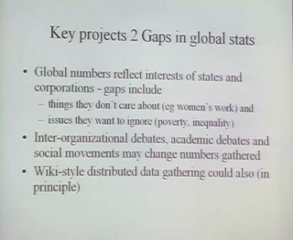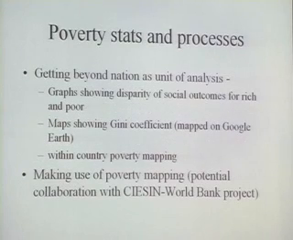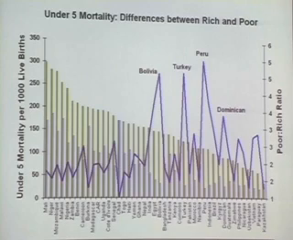So we've begun looking at poverty statistics and processes, and getting beneath the nation as a unit of analysis, trying to look at the disparity of social outcomes for rich and poor, looking at maps, and looking at within-country mapping. We're hoping to collaborate with an institute at Columbia University, CIESIN, that's been doing a lot of the work around this. Here's an early example of an attempt to graph some differences within countries.